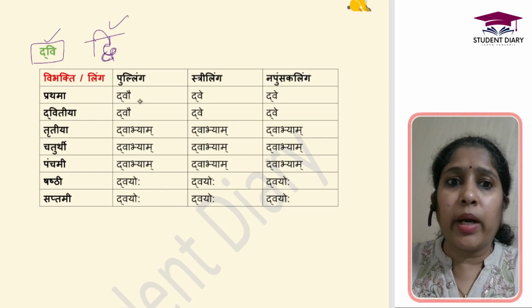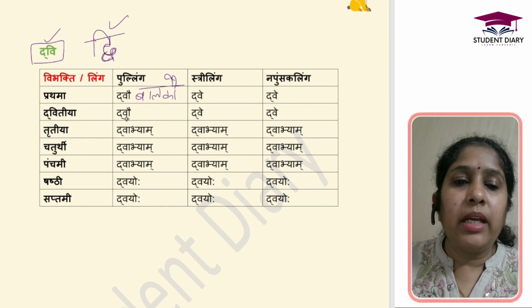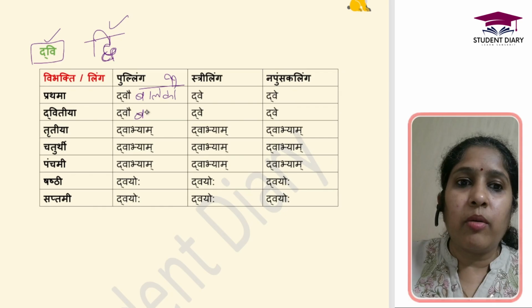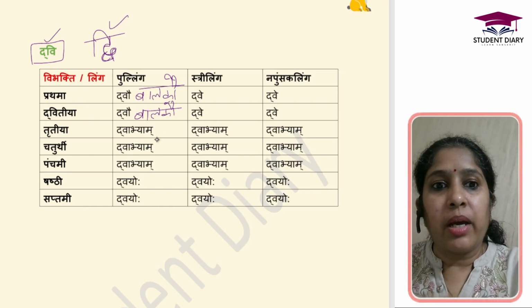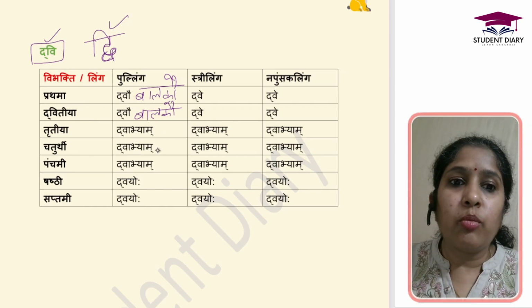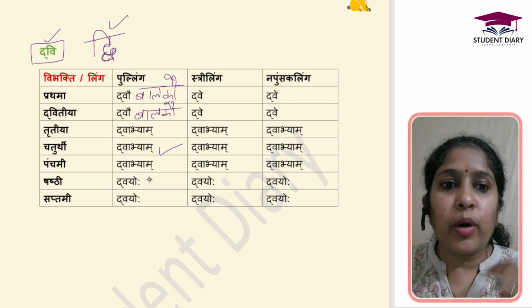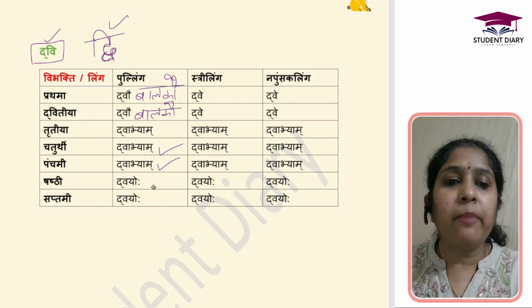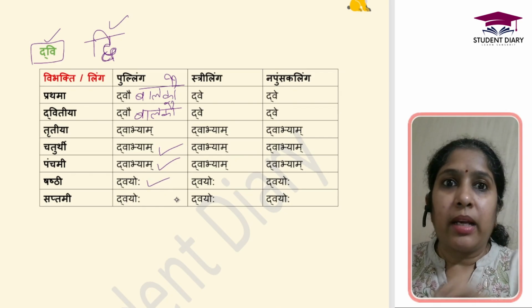So if you want to say two boys, it will be dvau balakau. Correct? Dvau balakau. So it will go the easy way only. Dvau balakau again it will become, right? So if you want to say with two boys, it will be dvabhyam balakabhyam. If you want to say for two boys, dvabhyam balakabhyam. If you want to say from two boys, again dvabhyam balakabhyam. If you want to say of two boys, it will be dvayoh balakayoh.